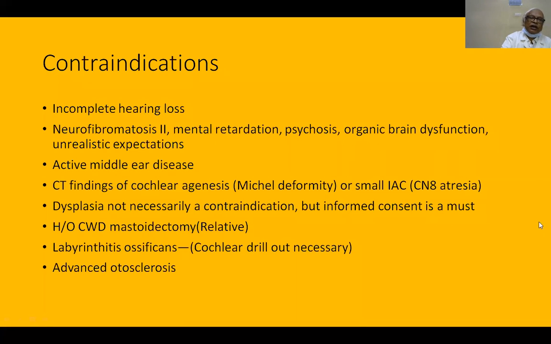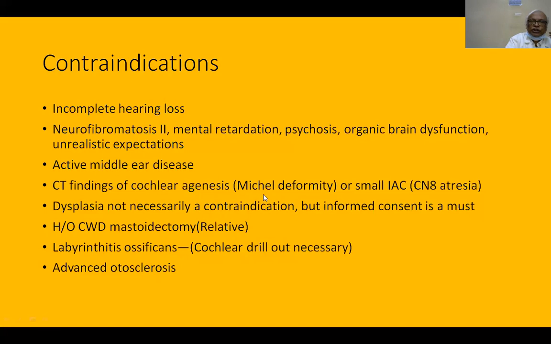Now the contraindications are incomplete hearing loss and neurofibromatosis too. Once there is neurofibromatosis, there is no properly functioning auditory nerve, so cochlear implantation may not help. And mental retardation, psychosis, organic brain dysfunction, and unrealistic expectations of the parents are all contraindications. If there is active middle ear disease, say chronic suppurative otitis media, you cannot operate unless you treat the chronic suppurative otitis media, either by medicine or by surgery.